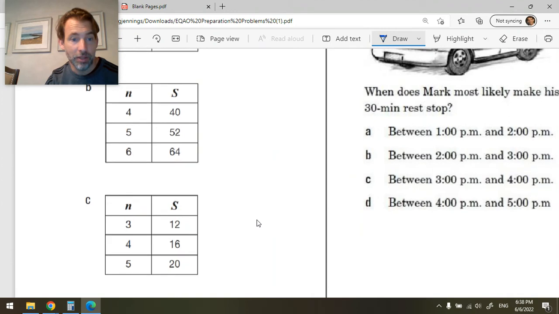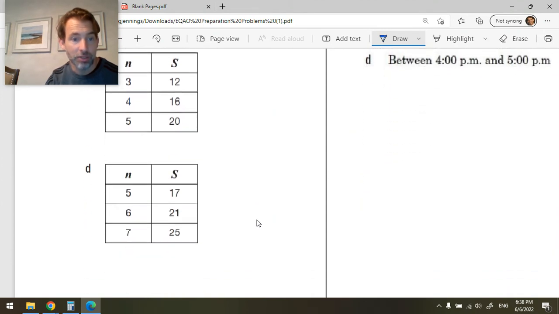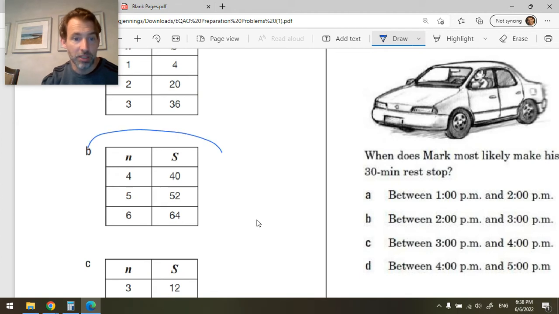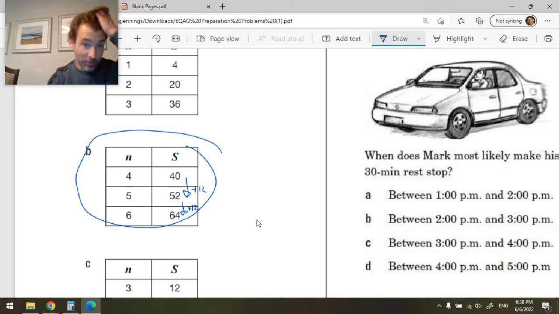Wow, they really upped the difficulty here. 3 is no, it's not it. 5, no, it's not it. It must be B, just by process of elimination. I'll tell you why. These are growing by 12. Plus 12, plus 12. They were the only one that did that, so it must be that.